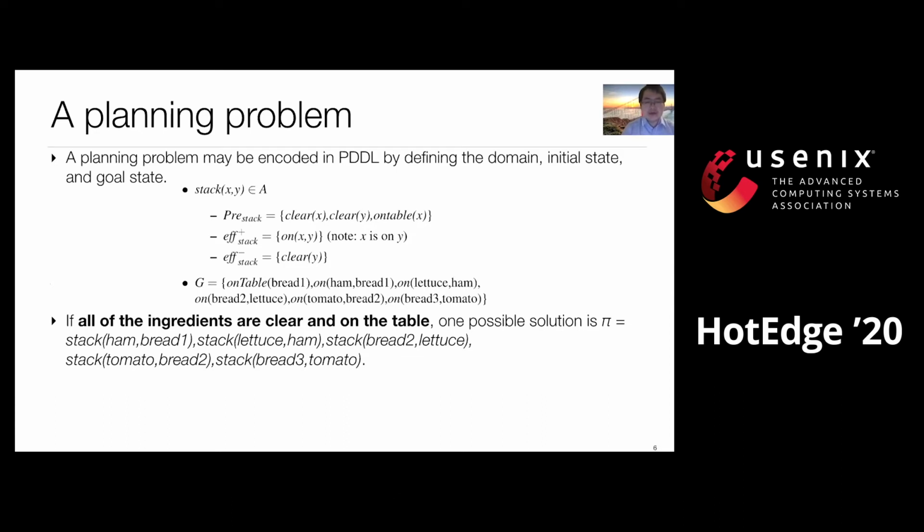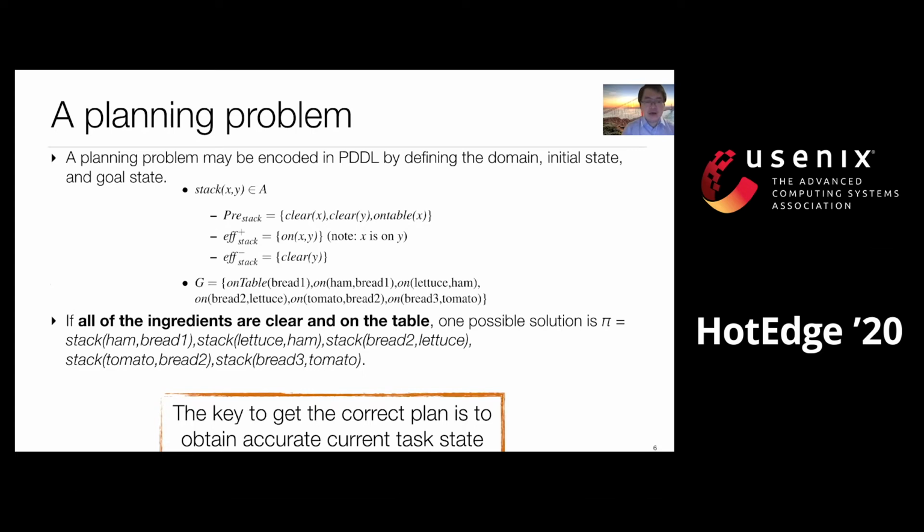As we can see, the first step is stack ham on bread 1, and the second step is stack lettuce on ham. Note that the key to getting the current task plan is to obtain the accurate current task state. If we cannot get the accurate current task state, the planning results could be totally wrong. The same also applies for state machines. If the state machines cannot get the correct current task state, they cannot go to the next state.